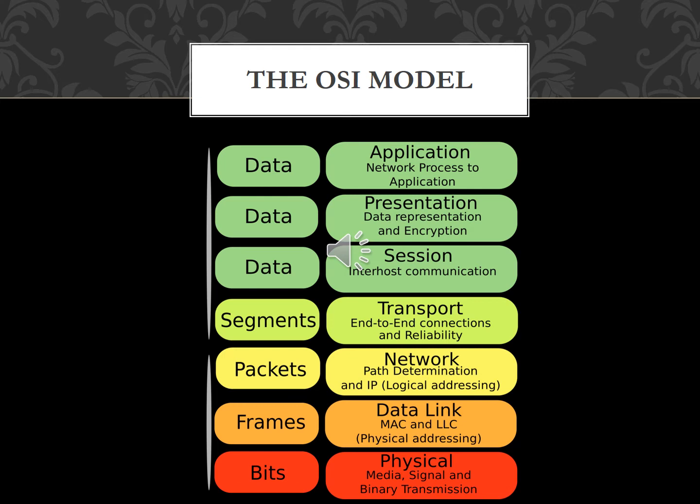At layer 3 is the network layer. This defines how the small packets of data are routed and relayed between the end systems on the same network or interconnected network. This layer's primary function is the job of sending packets from the source network to the destination network.